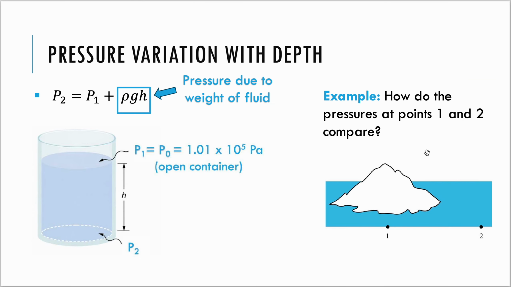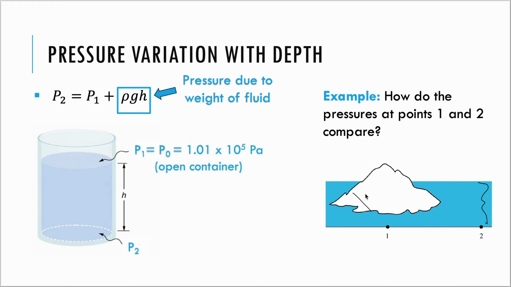Let's look at a question. How do the pressures at points 1 and 2 compare? We can see that both pressures are at the same depth. One is under an iceberg and one is not. Since both points are at the same depth, those 2 points are going to have the same pressure. This is due to this equation right here. The pressure at this depth just depends on the depth below the surface.